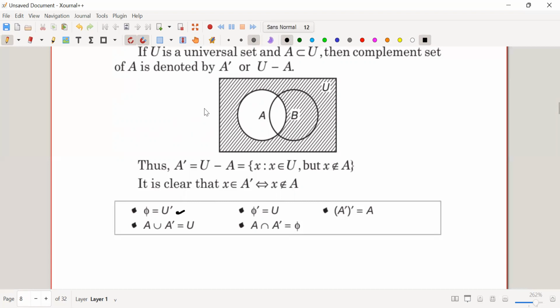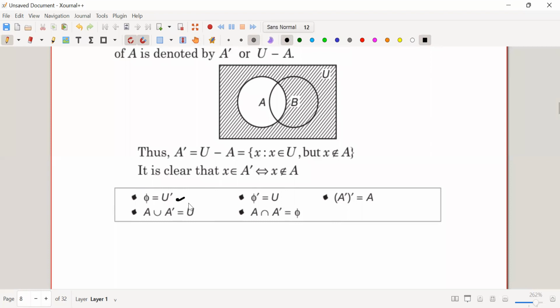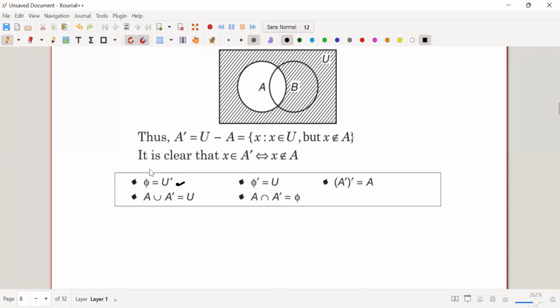If you're feeling uncomfortable, you can say, all right. Okay. These are specified results for complements. We'll be using these immediately in some places. The complement of the universal set is always an empty set, or the complement of the empty set is the universal set.